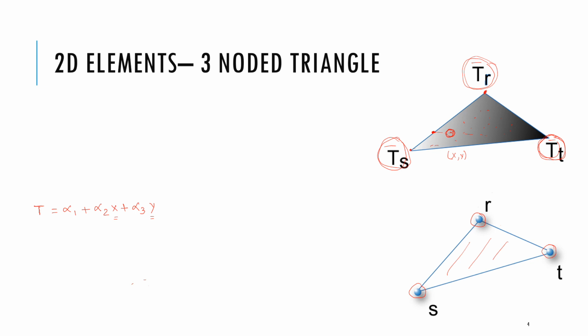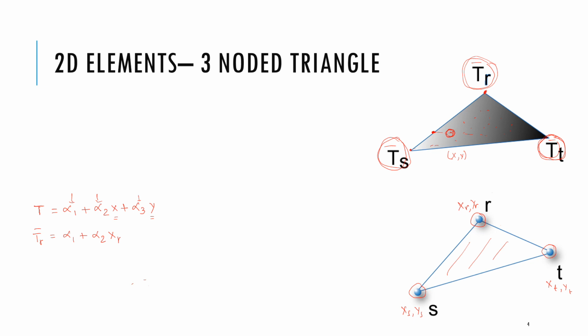So we can find these alpha 1, alpha 2, alpha 3 this way. For the 3 locations, I can write T R bar is equal to alpha 1 plus alpha 2 XR, with XR simply the x coordinate here. This is XR, YR. Likewise, this is XS, YS, and this is XT, YT. Let's try to clean up some of these. Okay, so those are the coordinates.